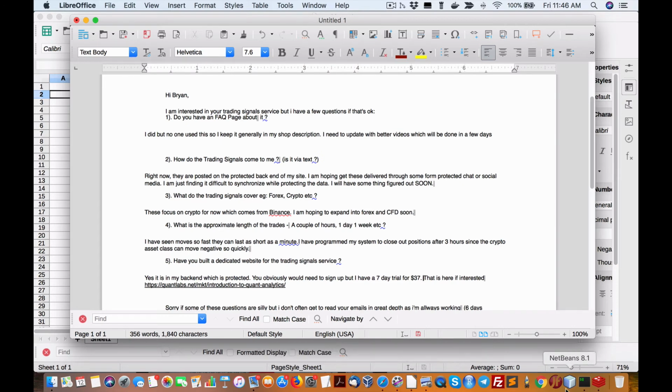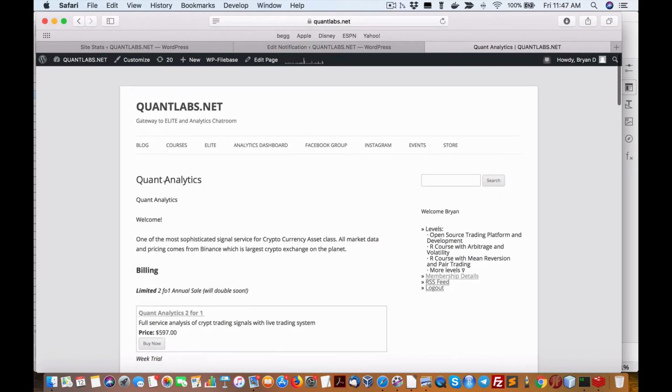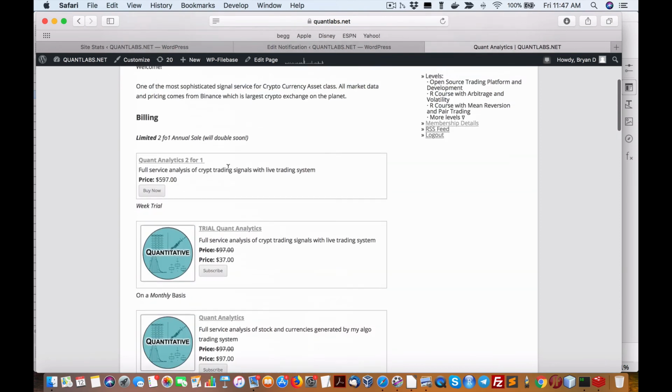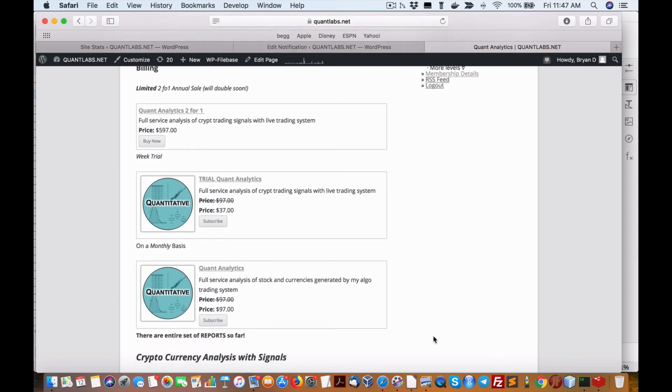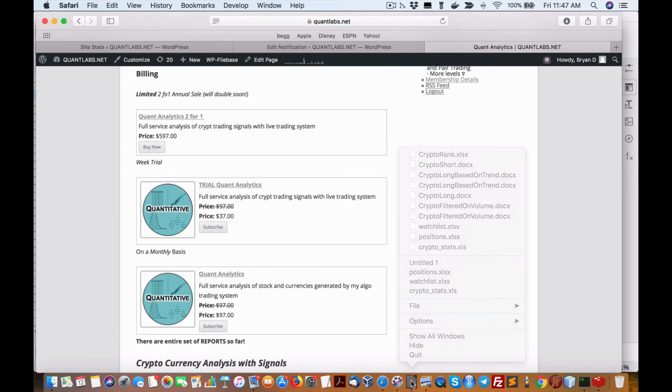As I said before, the best way to access, where's my browser? Here it is, is to go through the store and then look for Quant Analytics, and here you'll get all the billing options. So here, this trial, Quant Analytics, is 7 days for $37. Right now, we are offering this half-price deal for an annual basis, but if everything stays the same and holds in terms of performance, I see no reason to keep the price this low, and especially if I start adding on other asset classes like Forex and CFDs, as I mentioned before.